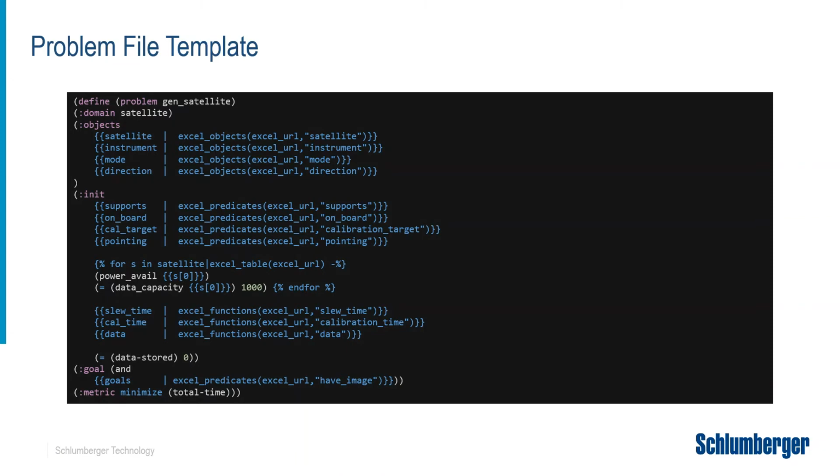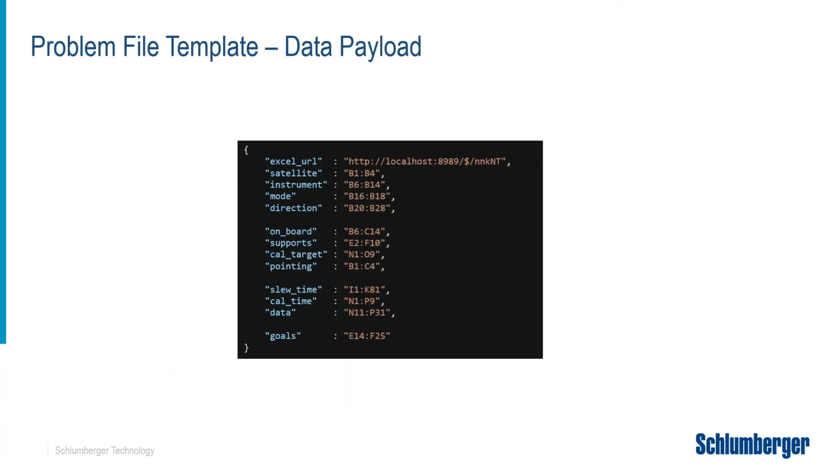Note that we reference variables such as satellite, instrument, mode, direction and Excel URL. These correspond to either URLs, this is a location of an Excel file, or ranges. These are ranges within the worksheet of that Excel file. How do these correspond to objects, predicates, and functions?